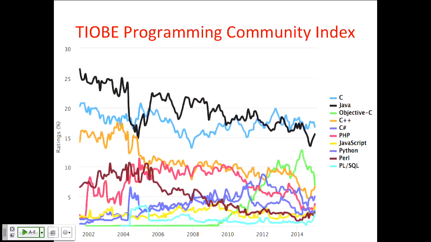And just another chart is over time. These are years, from 2002 to 2014. And C is here. It's kind of maintained its popularity over the years. Other languages come and go, but C is there pretty solidly over time.